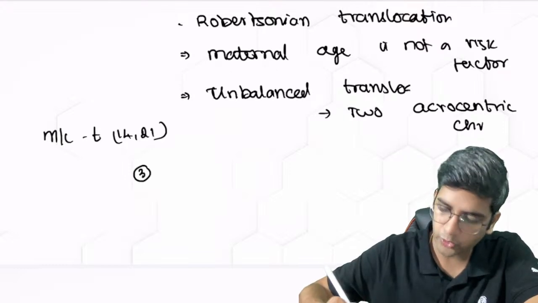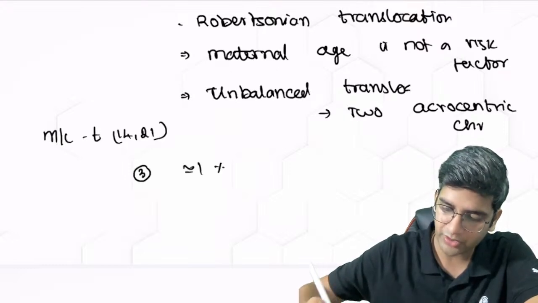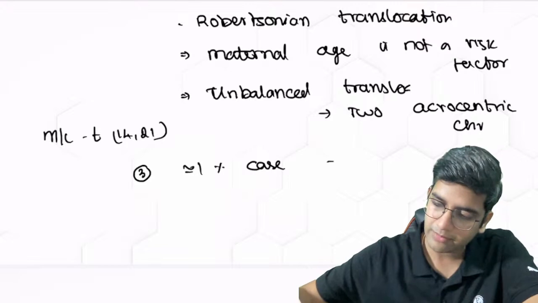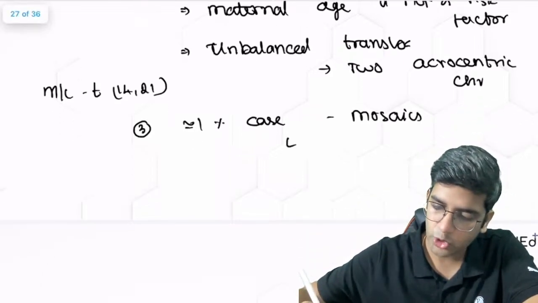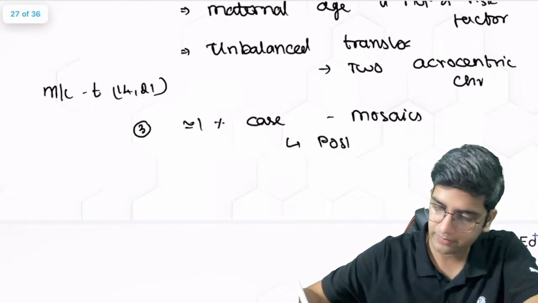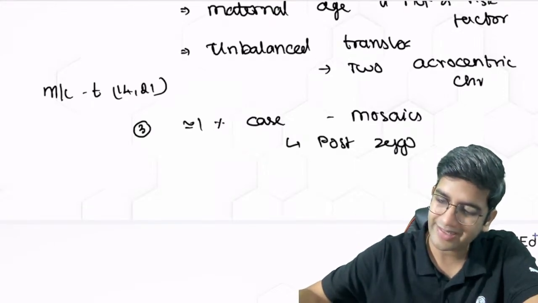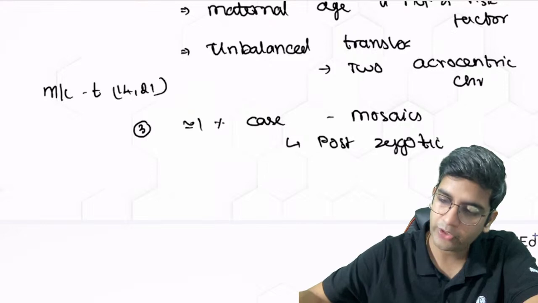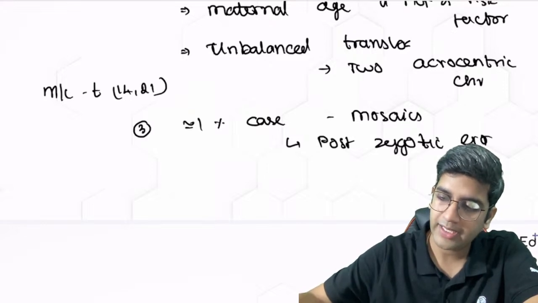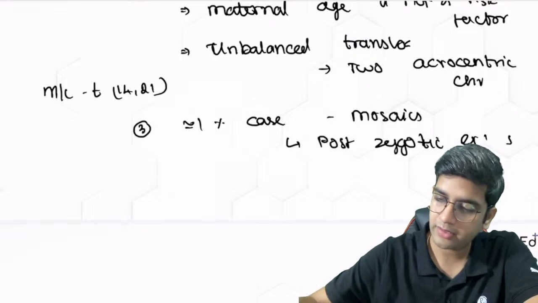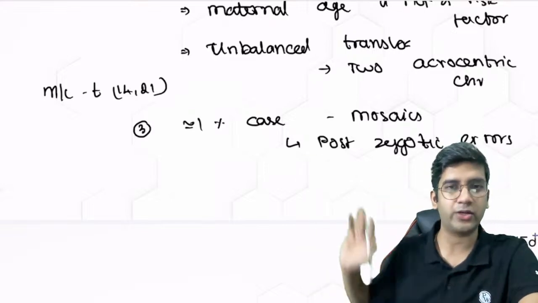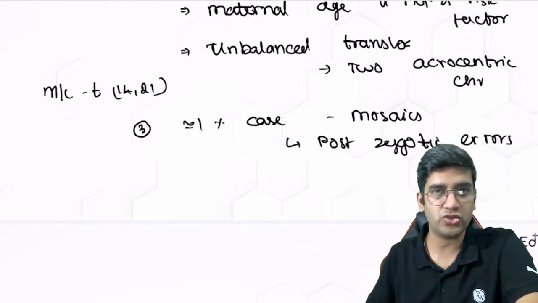Third case of Down syndrome, seen in 1% of the cases of Down syndrome, it's mosaics. Mosaics are a post-zygotic error. The random error, the post-zygotic error after the formation of the zygote, if some of the cells have a trisomy, chromosomal error, it continues from there on, right? So these are the pathogeneses of Downs.